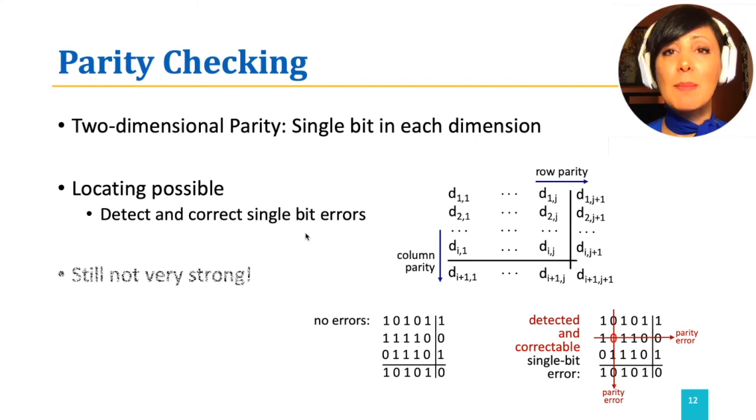However, two-dimensional parity is still not a very strong detection mechanism. Can you think why?